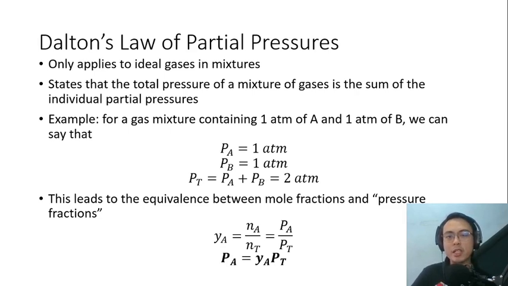The main statement is, it states that the total pressure of a mixture of gases is the sum of the individual partial pressures. So this is like saying the total number of moles is simply the sum of the individual moles of the components. So you are simply replacing moles with pressure, and then you have Dalton's law of partial pressures. I have here an example. For a gas mixture containing 1 atmosphere of A and 1 atmosphere of B, we can say that the total pressure is simply equal to PA plus PB. If both are 1 atmosphere, then the total pressure is 2 atmospheres.